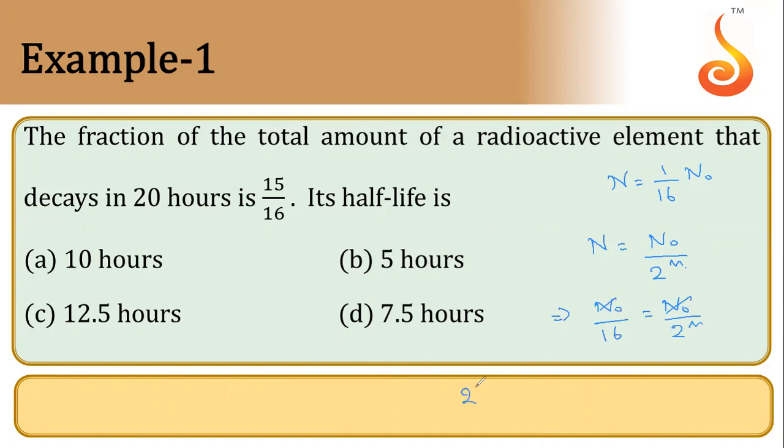We know 2 raised to power 4 is 16. So we are getting 1 by 16 is equal to 1 by 2 raised to power n, or 2 raised to power n is equal to 16. 16 is also 2 raised to power 4. So from here we are getting n is equal to 4. The total time taken was 20 hours. In 20 hours, there are 4 half lives. So one half life is 20 divided by 4, that is 5 hours. So our answer is B.